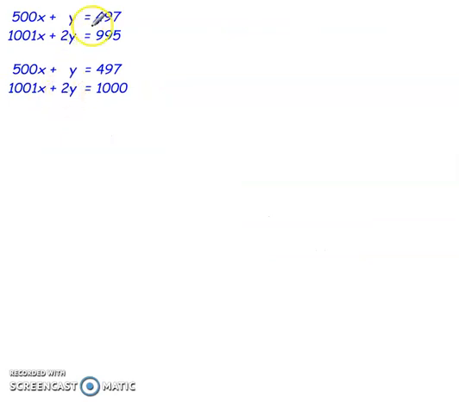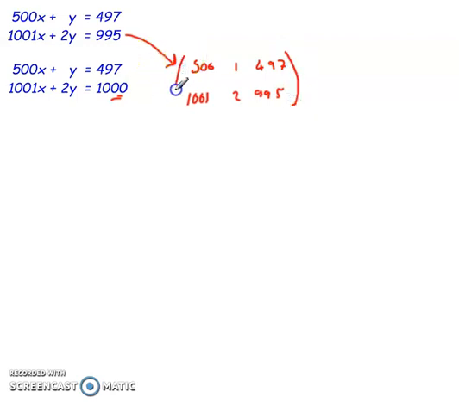So the first one, I've got my first system here and I've changed it slightly to the second one by adding 5 onto here. So let's focus on this first system to begin with. Put it all in our augmented matrix, and what I'll have is 500, 1 and 497. I'll then also have 1001, 2 and 995.